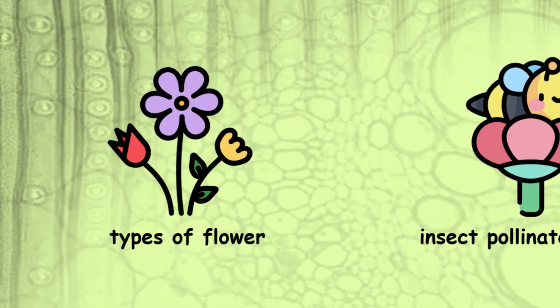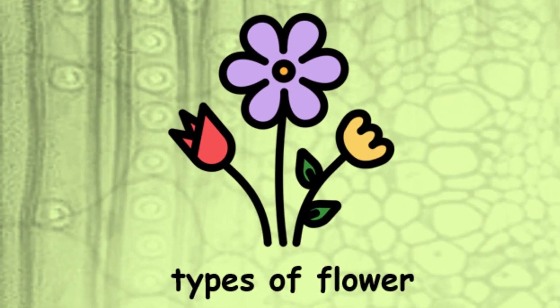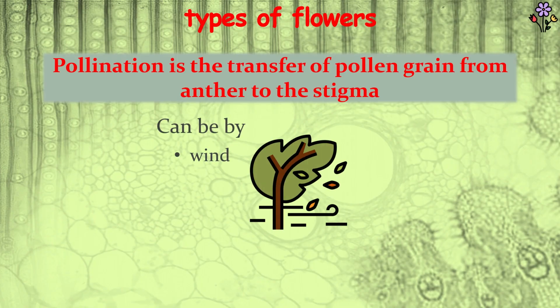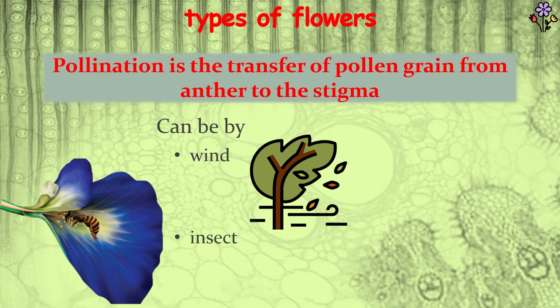There are two types of flower in flowering plants, which require different methods of pollination. This is the transfer of pollen grain from anther to the stigma. It can be achieved through wind, which blows the pollen grain from one flower to another, or by insects. Due to the difference in method of pollination, their flower appearance is very different.